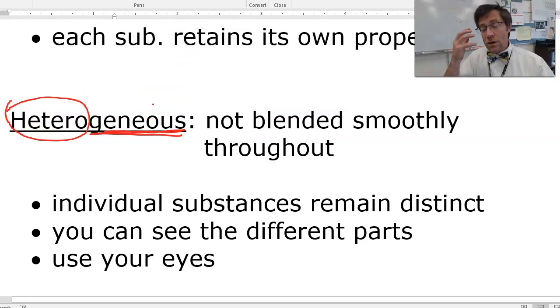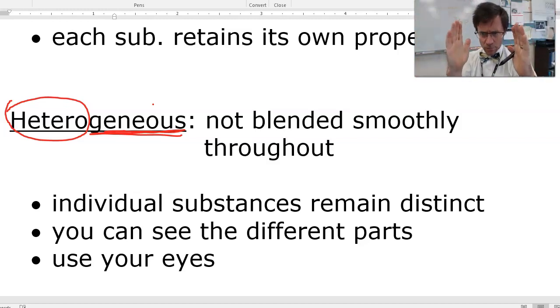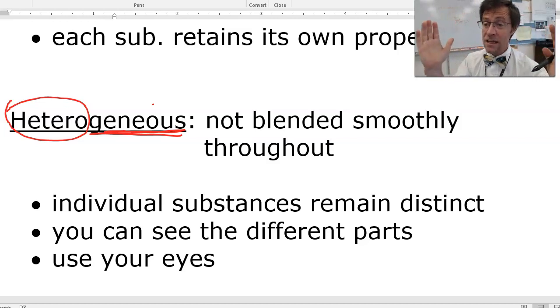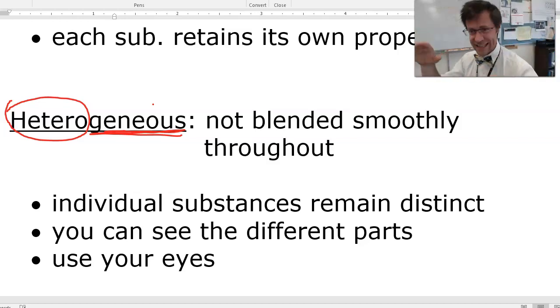And for us, we can see them, right? So a heterogeneous mixture is not blended smoothly throughout. We can look at it and we can see the different parts with our eyes. That's it. Now you can get as complicated as you could possibly get. There's all kinds of weird outliers. Every time there's a rule, there's like 1,000 exceptions to it, or weirdnesses or things that blur the edges. Always in nature. Always. There's never a black and white rule in nature. Never.